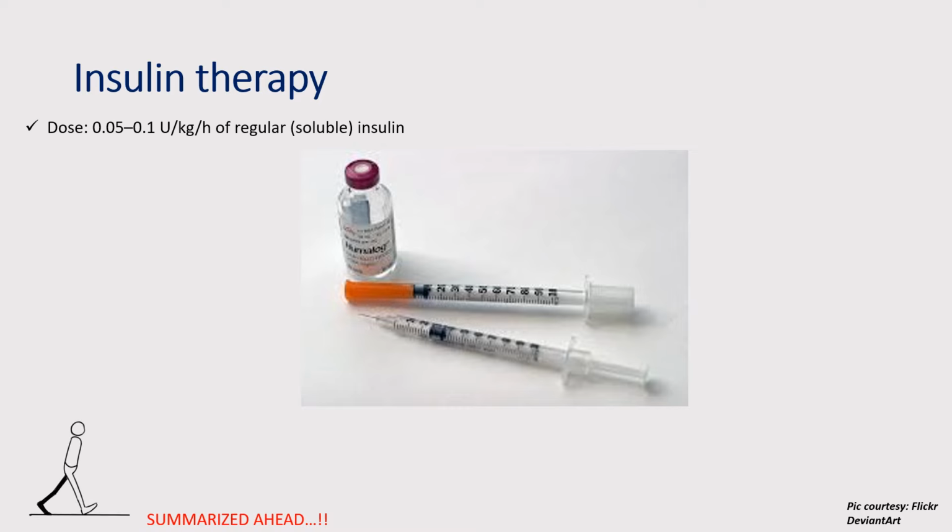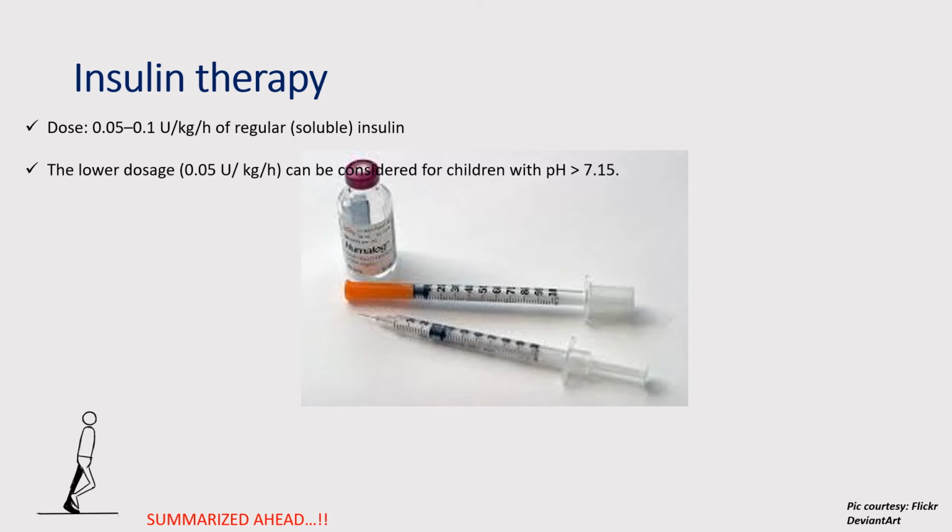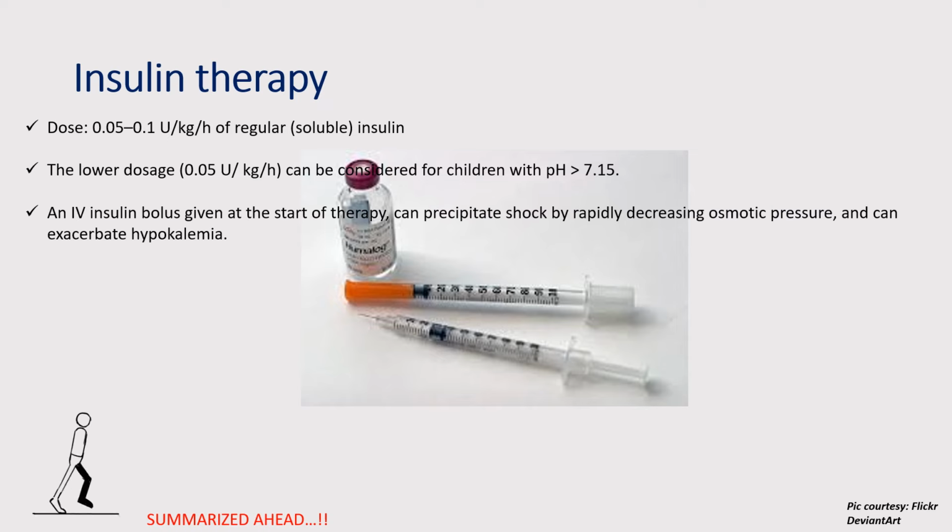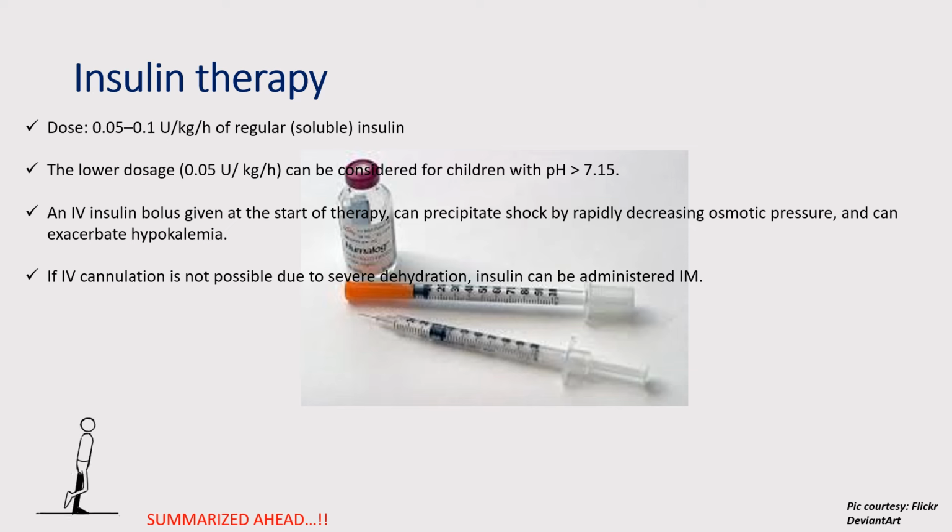The dose of insulin used is 0.05 to 0.1 unit per kg per hour of regular soluble insulin. A lower dosage can be considered for children with pH more than 7.15, that is with moderate to mild DKA. An IV insulin bolus given at the start of therapy can precipitate shock by rapidly decreasing osmotic pressure consequent to decreasing blood glucose, and it can even exacerbate hypokalemia, so it should be avoided. If IV cannulation is not possible due to severe dehydration, insulin can be administered intramuscularly.